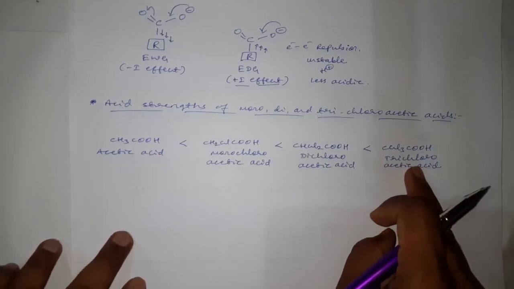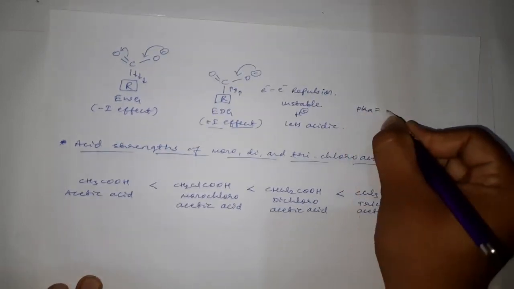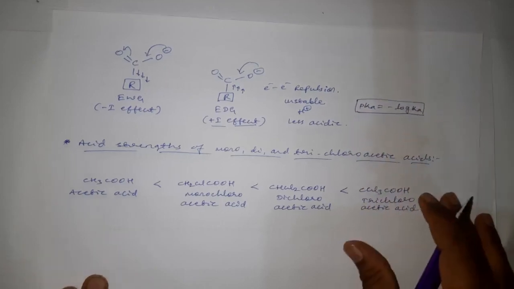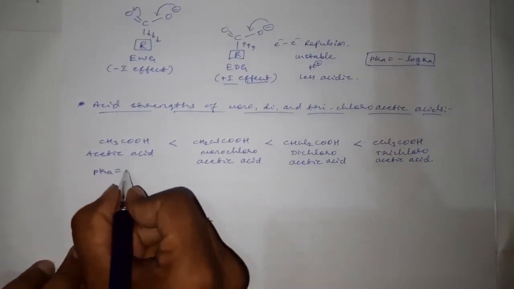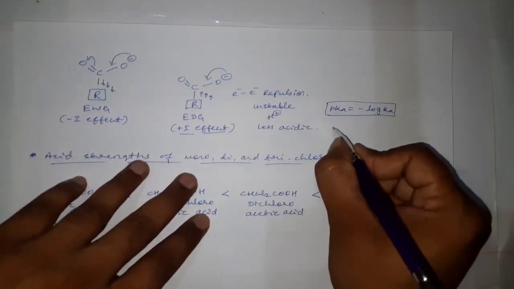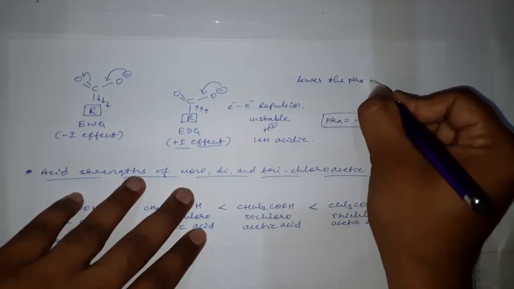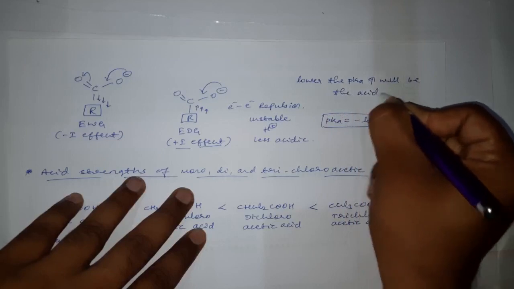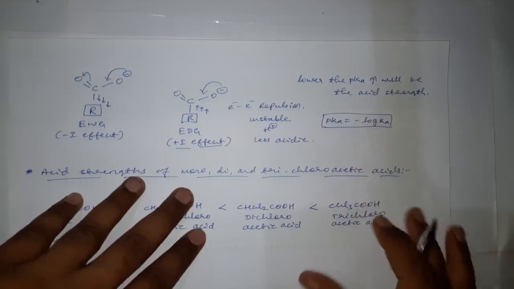Then there should be a parameter for measuring the acidic strength, that is what? pKa, which is given by minus log Ka. The pKa of acetic acid is 4.76, and keep in mind, lower the pKa, higher will be the acid strength. Lower the pKa, higher will be the acid strength.